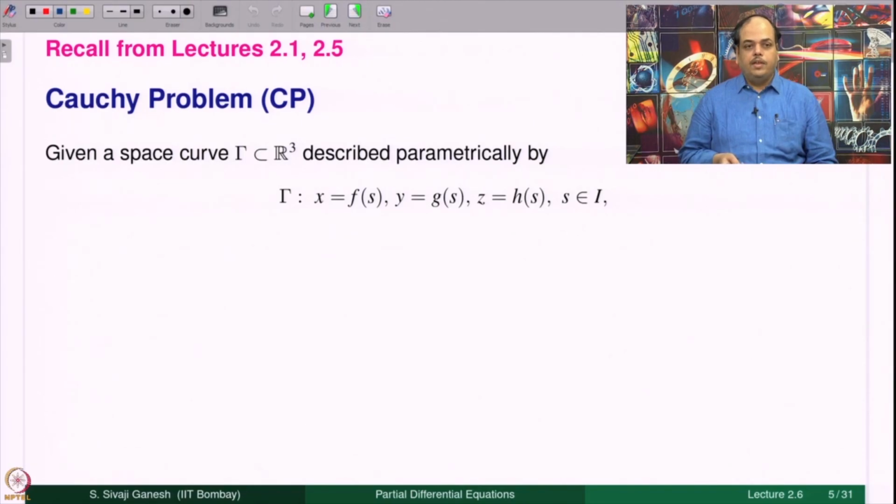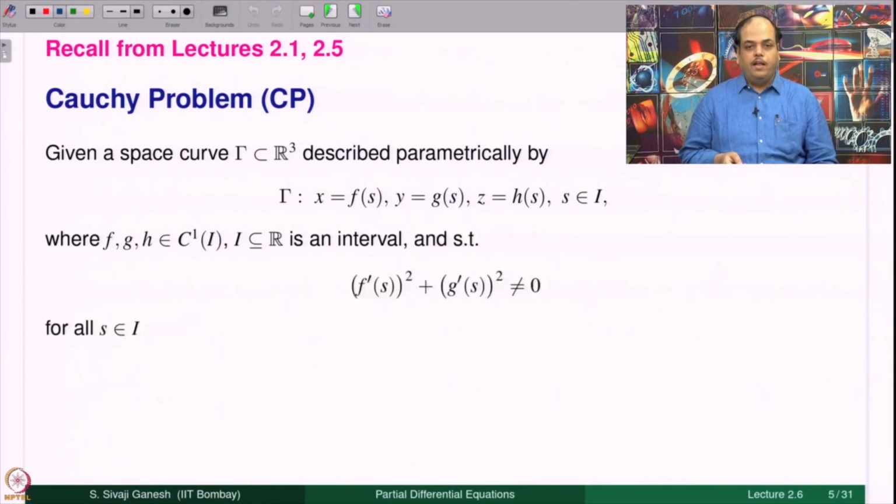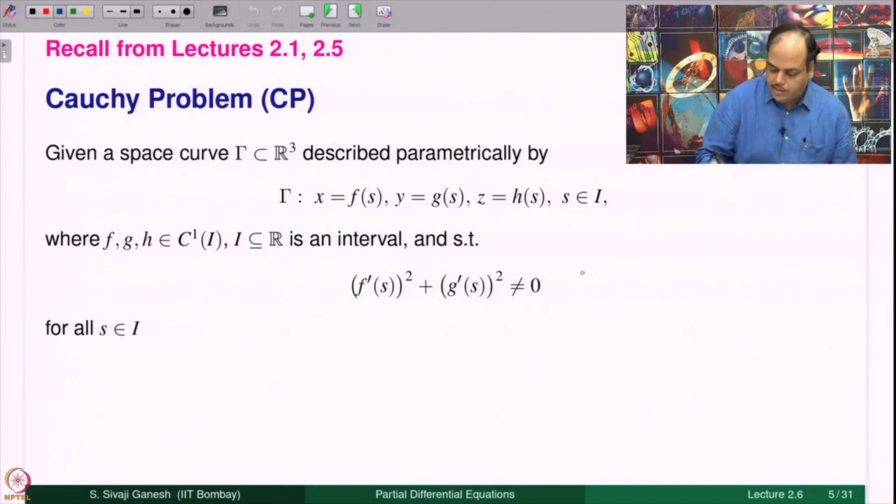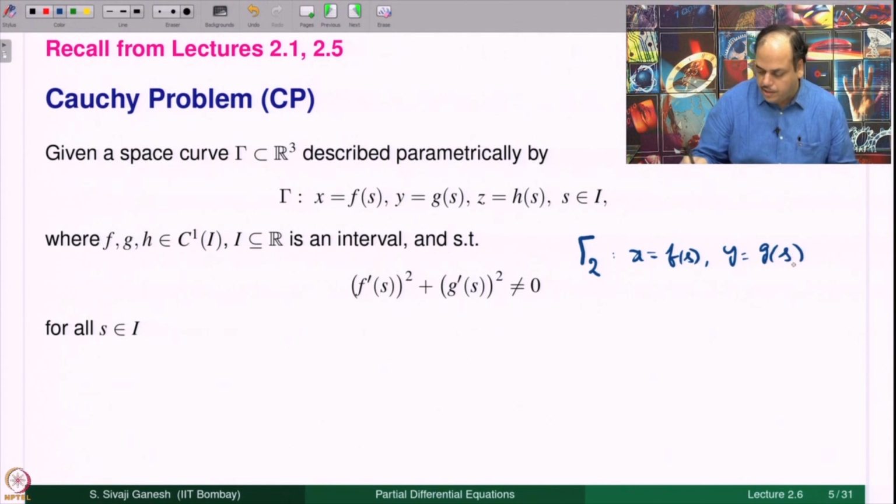Now, Cauchy problem. Given a space curve gamma described parametrically by x = f(s), y = g(s) and z = h(s), s belongs to I, where I is an interval and f, g, h are C1 functions defined on the interval I, and such that f'(s)^2 + g'(s)^2 is not equal to 0 for all s in I. This we discussed corresponds to the projection gamma 2: x = f(s) and y = g(s). This is a curve in the plane, and this curve is what is called regular.